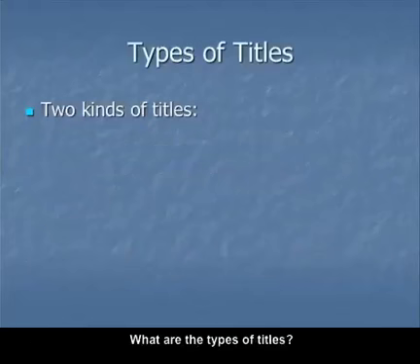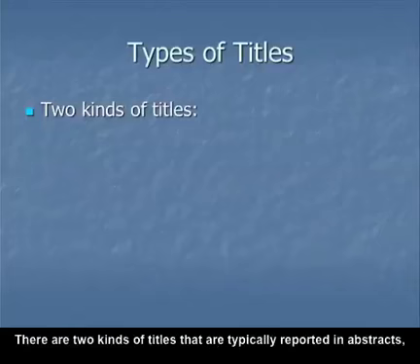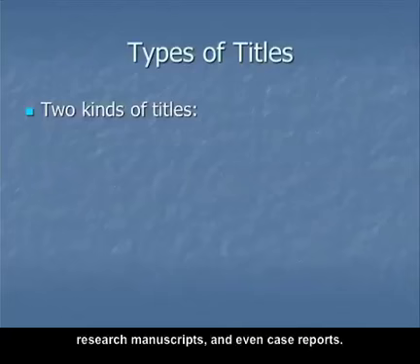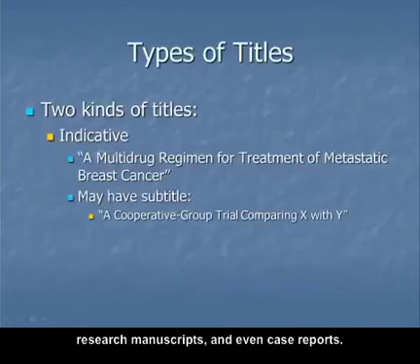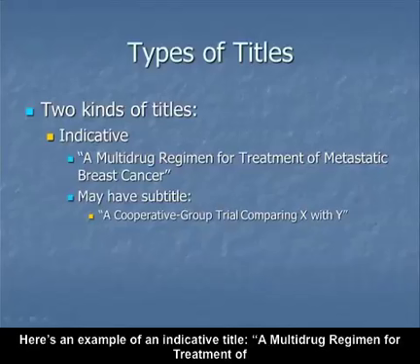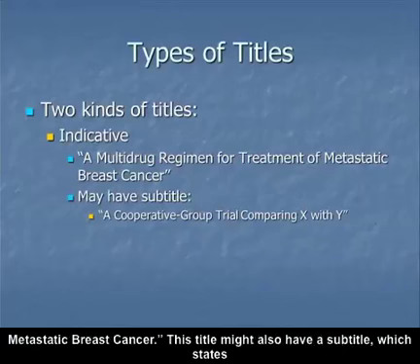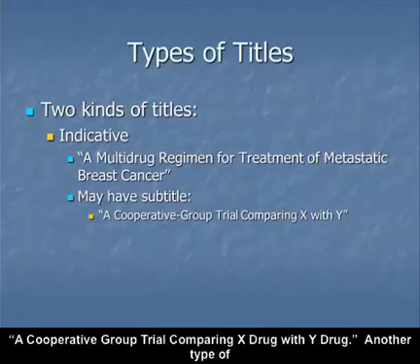So what are the types of titles? Two kinds of titles are typically reported in abstracts, research manuscripts, and even case reports. Here's an example of an indicative title: a multi-drug regimen for treatment of metastatic breast cancer. This title might also have a subtitle which states a cooperative group trial comparing X drug with Y drug.